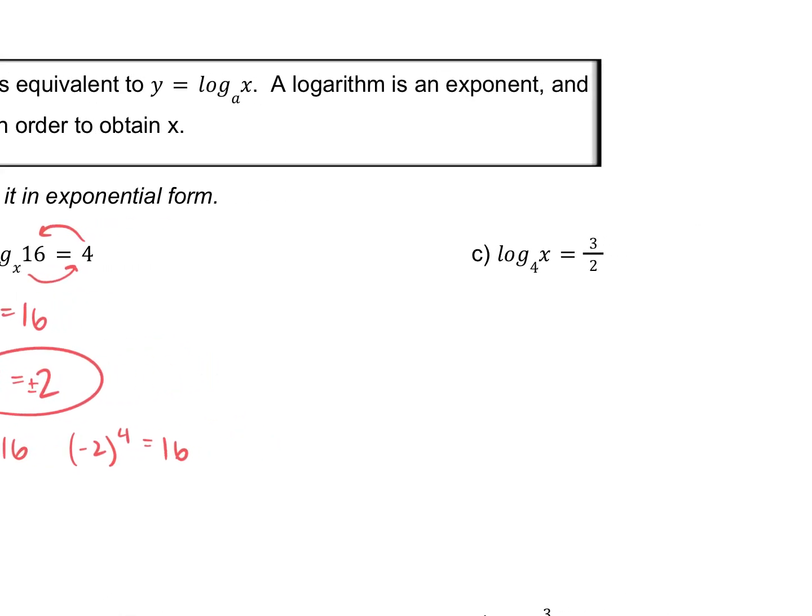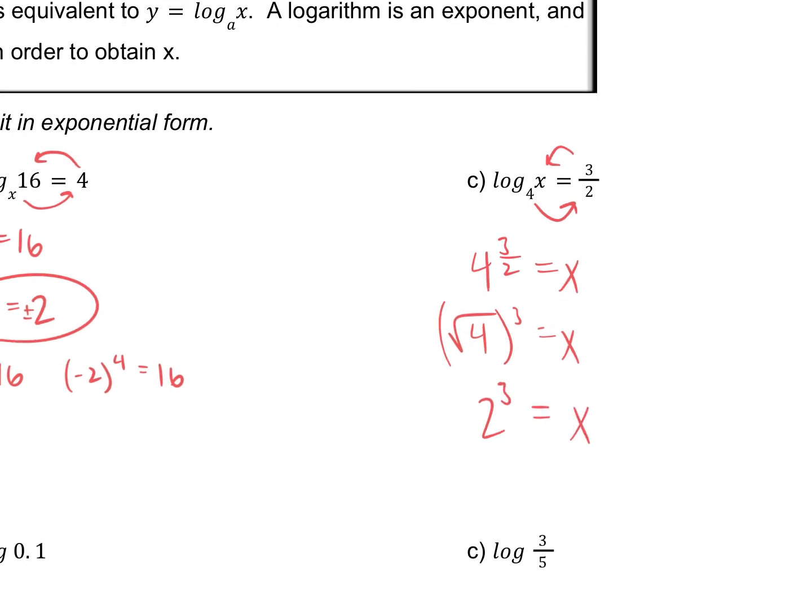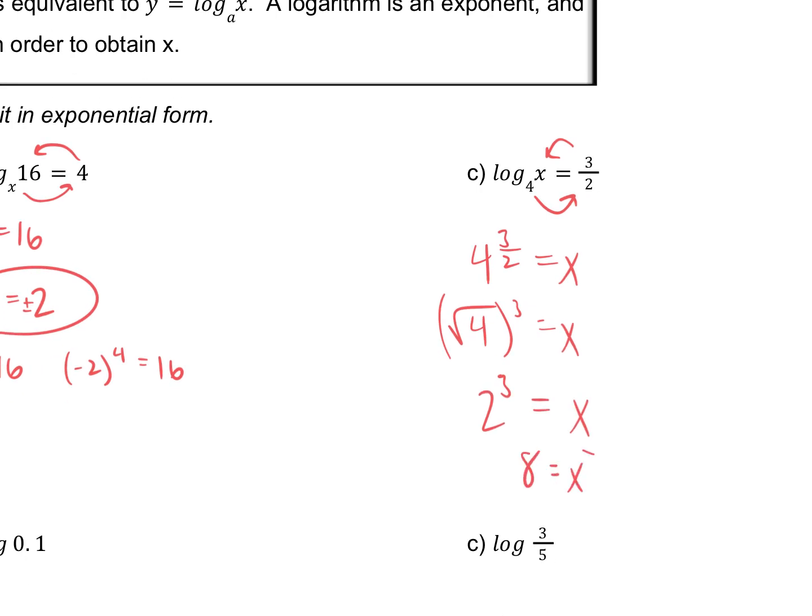All right, last one here. I've got 4 to the 3/2 power is equal to x. This is something we should be able to evaluate without a calculator, right? This bottom number here is the base of my root, right? So I'm taking the square root of 4 to the 3rd power, which equals 2 to the 3rd power, which gives me 8.